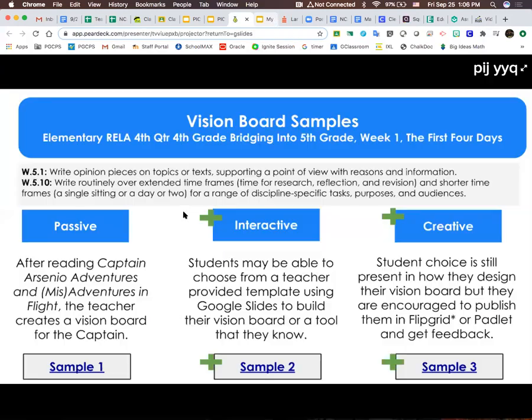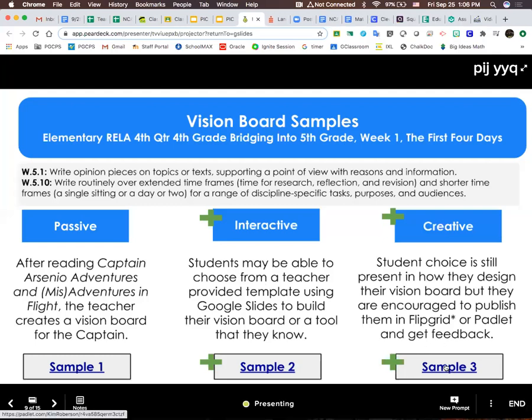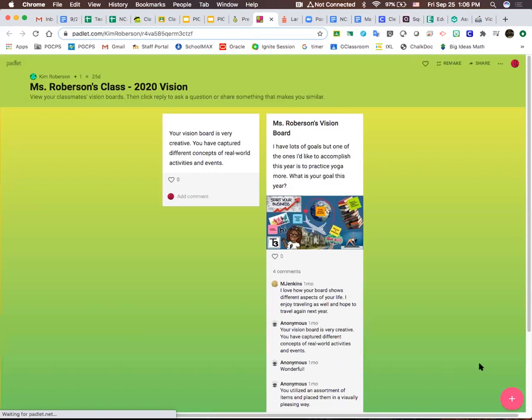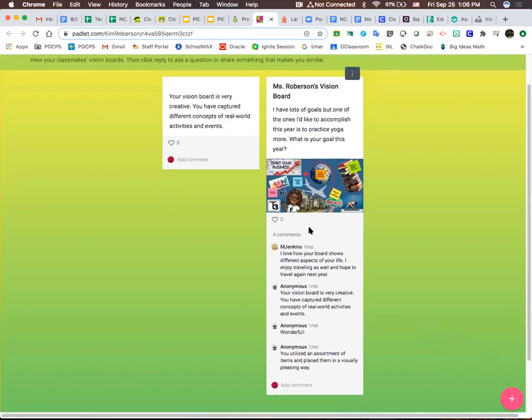So then that takes us to the last version, where it's fully on the student's choice how they want to design it and if they want to publish it on Flipgrid or Padlet. And the feedback piece is the key because they're going to get the feedback from their peers. So the vision board was made by the student, it was put into this Padlet, and then they're getting feedback from their peers.